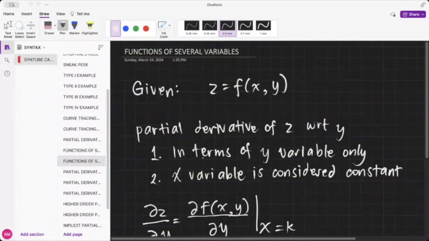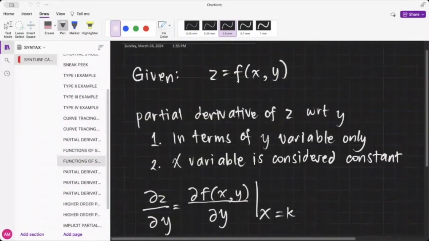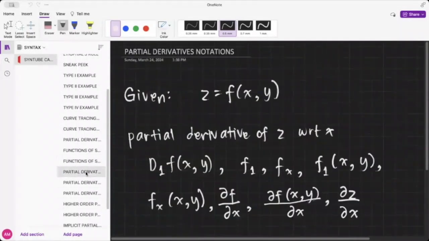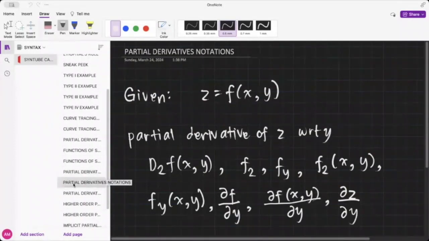Same goes with y. If you want to compute naman with respect to y. So, focus ka sa y, lahat ng other variables, gawin mong constant. So, constant yung x. Here are the notations. So make sure to familiarize yourself since your prof could express the partial derivatives in different ways. Ito in terms of x, and ito naman in terms of y.